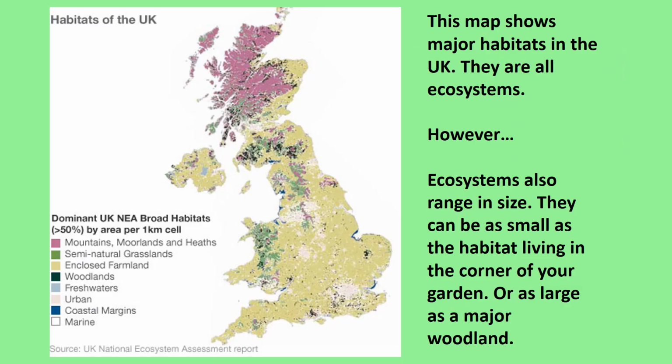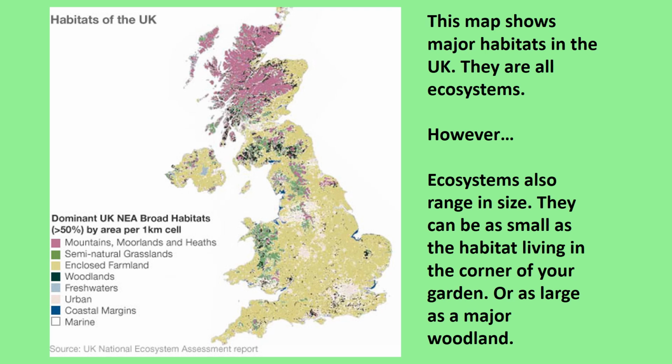Right, so this map here is showing habitats in the UK, fairly large ecosystems. So as I said before, we've got mountains and moorlands, predominantly in the northwest of Scotland, but elsewhere around the UK as well, so the areas in purple. We've got grasslands, enclosed farmland. So where we are in Baldock and the surrounding area of Baldock, we've got a lot of enclosed farmland, woodlands and coastal margins around the UK as well.